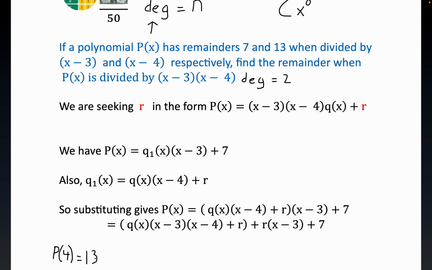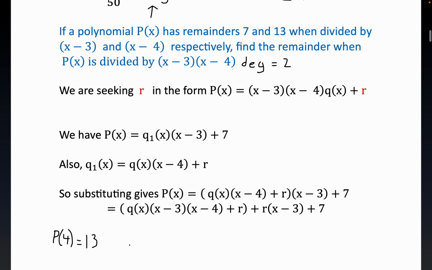Like for example, right here, P at 3 would be 7. I didn't write down an explicit statement here, but P at 3 would be equal to 7, and in a similar fashion, P at 4 is equal to 13. So what do we get right here, though? This is just a statement of truth. If you substitute 3 in right here, or 4 in right here, this part just would become 0. So you would have 0 plus r right here.